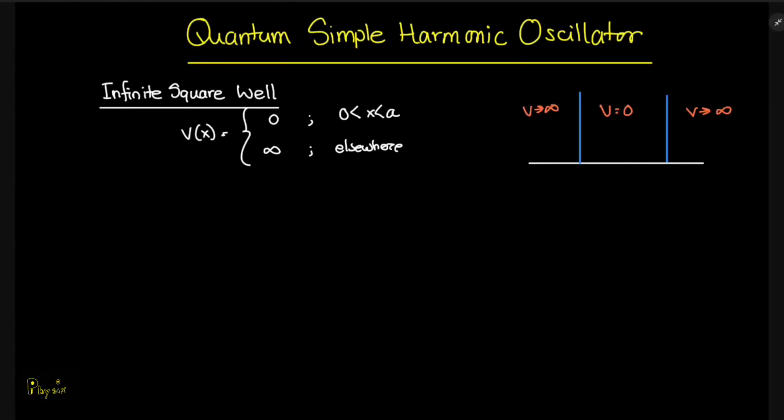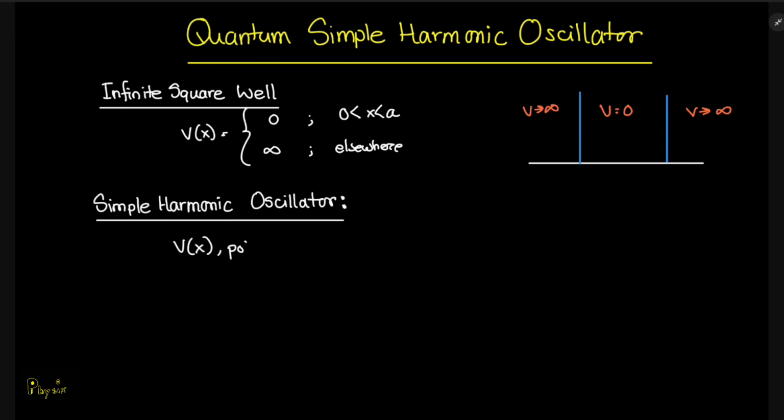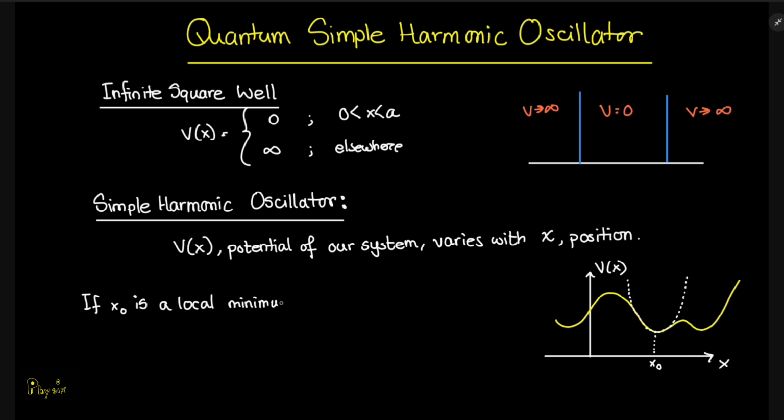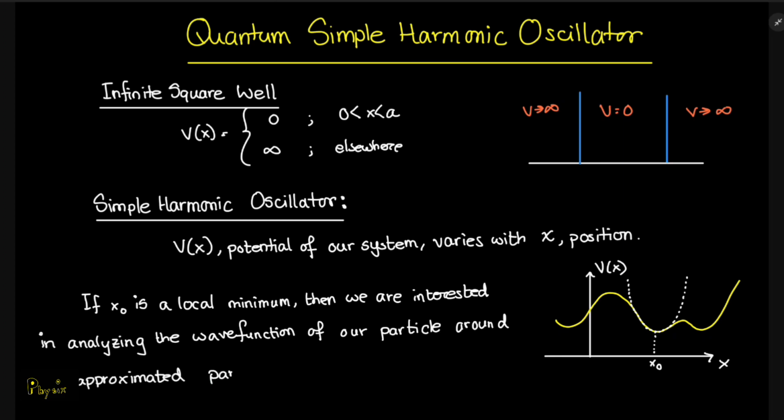In the infinite square well, we discussed that our particle was trapped in a box where V equals 0 inside the box and V tends to infinity outside of the box. In this simple harmonic oscillator case, we're going to analyze the wave function of our particle experiencing a potential V that is a function of position, meaning that the potential of our particle changes with x. If x0 is a local minimum, then we're interested in analyzing the wave function of our particle around that approximated parabola.